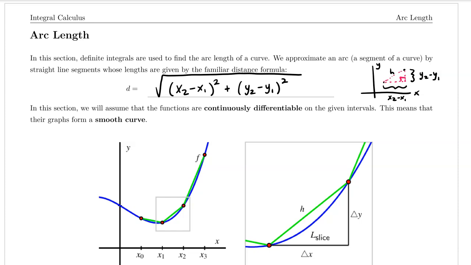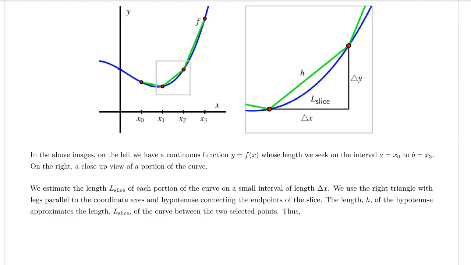In this section, we will assume that the functions are continuously differentiable on the given intervals. This means that their graphs form a smooth curve. In the above images, on the left we have a continuous function y equals f of x, whose length we seek on the interval from a to b. On the right, a close-up view of a portion of the curve. We estimate the length L slice of each portion of the curve on a small interval of length delta x. We use the right triangle with legs parallel to the coordinate axes and hypotenuse connecting the endpoints of the slice. The length h of the hypotenuse approximates the length L slice of the curve between the two selected points.